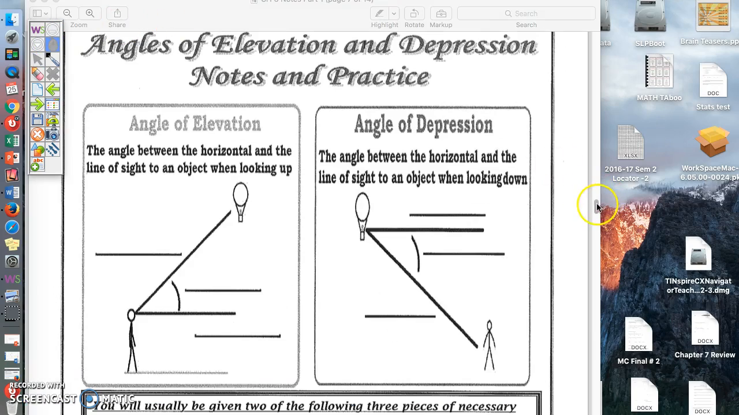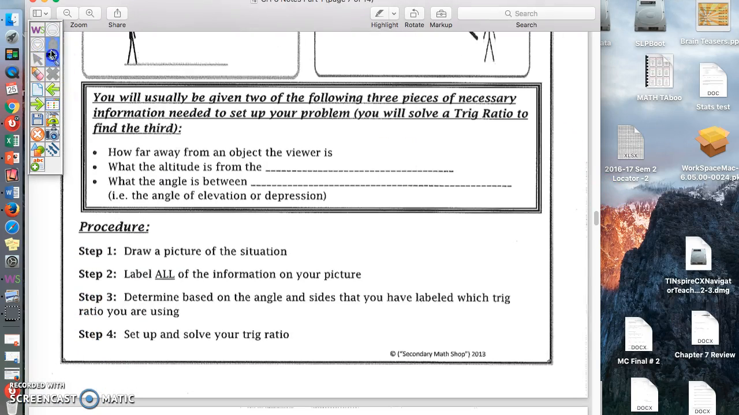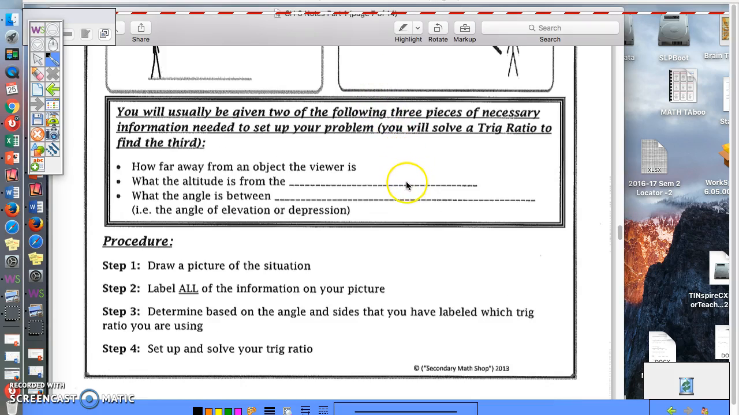So what we're going to look at today is quite a few word problems. And in order to do these word problems, there's a couple things you need to know. You need to know what the altitude is from the ground to the object. What is the angle between the horizontal and line of sight. So you have to know two of these three. So basically we're looking at a triangle again, and you need to know two parts of that triangle. So your steps, we're going to draw a picture, label everything, and then use trig to solve.